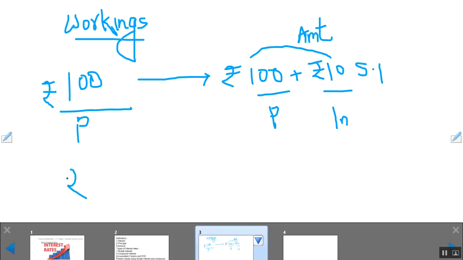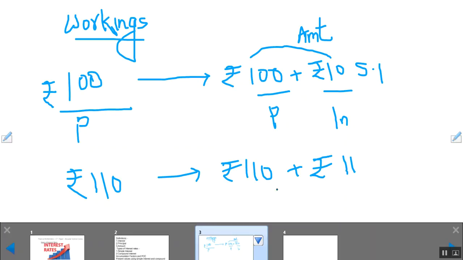Now, say suppose I take that 110 and I invest it in a savings account for 10%. I'll be getting this 110 plus 11 rupees as an interest. So now after 2 years, I'll be having 121 with me. Initially I had 100 rupees, now I'm having 121.